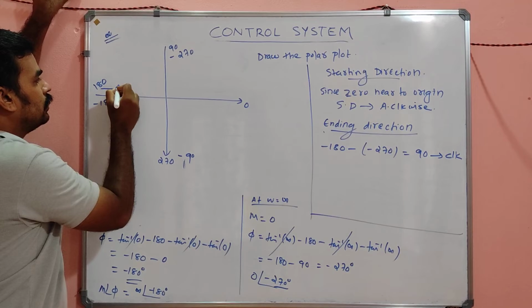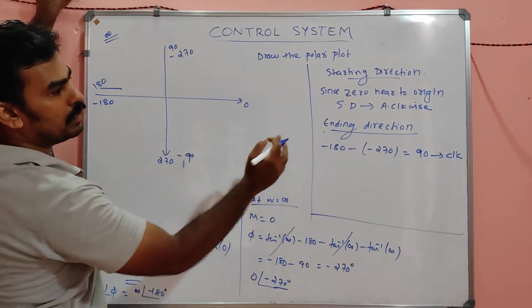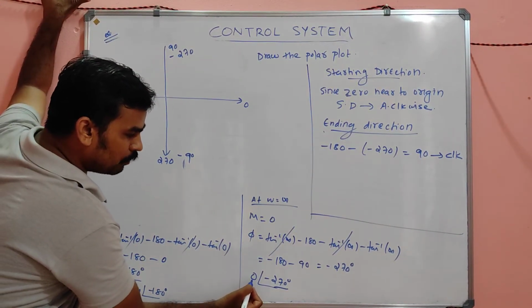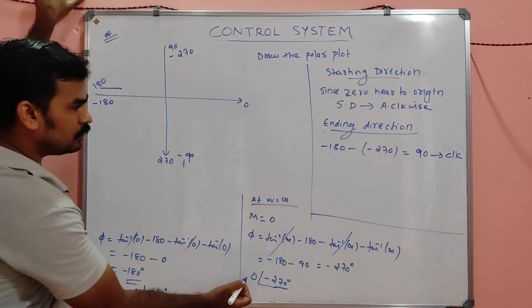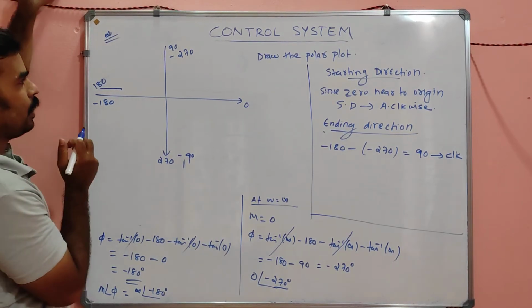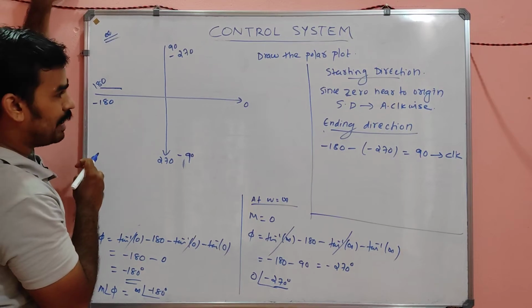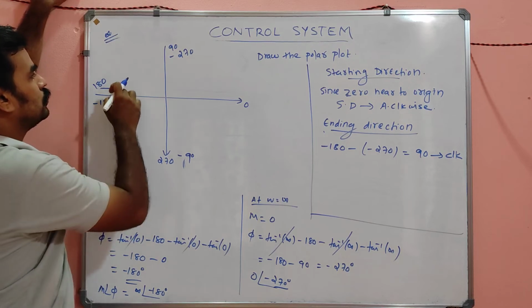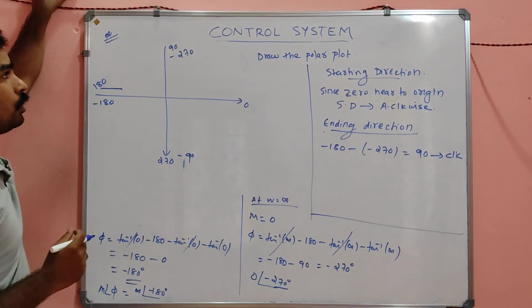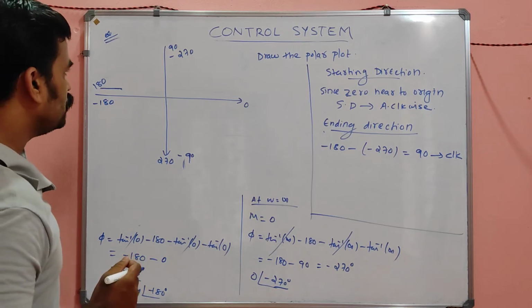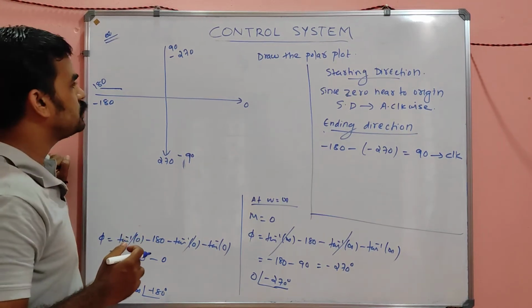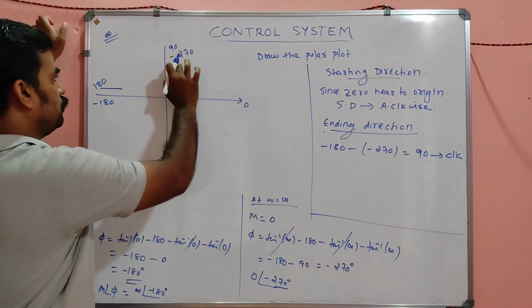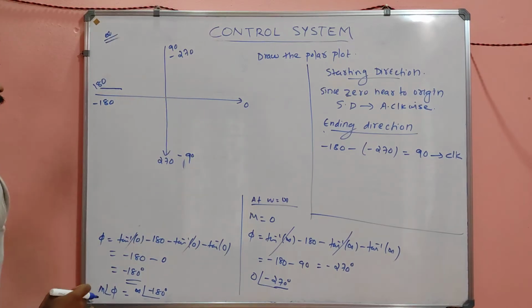And what will be the ending direction? It is clockwise, and it will end with 0 angle and minus 270. Correct? 0 angle and minus 270 means 0 magnitude and minus 270, it will end. So it will end with 0 magnitude. Minus 270, it should end in this axis, like this.